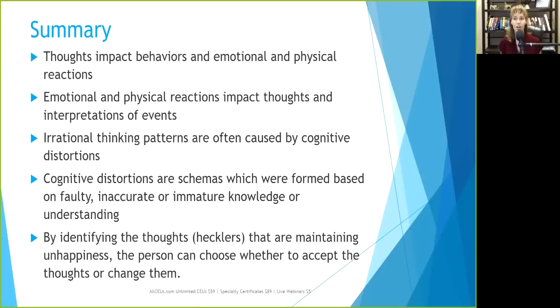Irrational thinking patterns are often caused by cognitive distortions. So let's just look back at some of those, because there's a lot fewer cognitive distortions, or general ways of thinking about the world, than there are thinking errors, because there's lots and lots of thinking errors. Cognitive distortions are often schemas which were formed based on faulty, inaccurate, or immature knowledge or understanding. And by identifying the thoughts, the hecklers, the automatic tapes that are maintaining our unhappiness, the person can choose whether to accept those thoughts or change them.